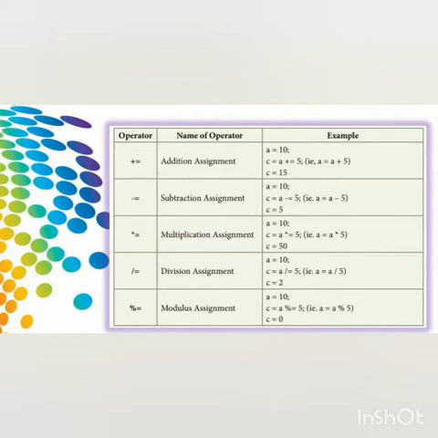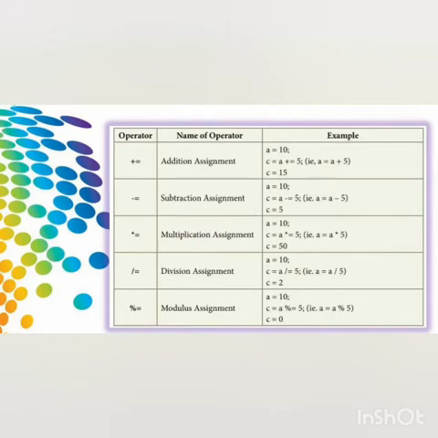A is equal to 10. C is equal to A plus equal to 5, which is similar to A is equal to A plus 5. Here we have two operators, right? Plus and equal to. So first it performs the addition operation and that result will be assigned to the left hand side variable. What is the variable we have on the left side? A. So, A is equal to A plus 5. A value is 10. So, 10 plus 5 is 15. Now, the value of A is 15. Then after that, A value is assigned to the variable C. So, now C value is 15.